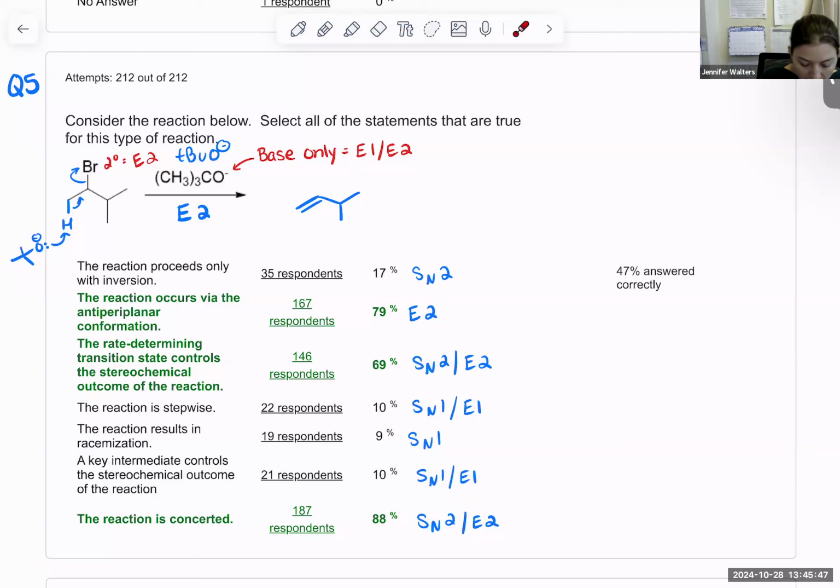The rate determining transition state controls the stereochemical outcome. That's true because now you don't have an intermediate. So it's the fact that your orbitals must be aligned properly in order to have that necessary stereochemistry. So that is 100% true. That orbital alignment in the transition state is your stereochemistry. So yes, that is true. The reaction is stepwise. No, that would only be true if it were SN1 or E1. Racemization, SN1. The key intermediate is only true for SN1 and E1. The reaction is concerted. Yes, that's true for SN2 and E2.